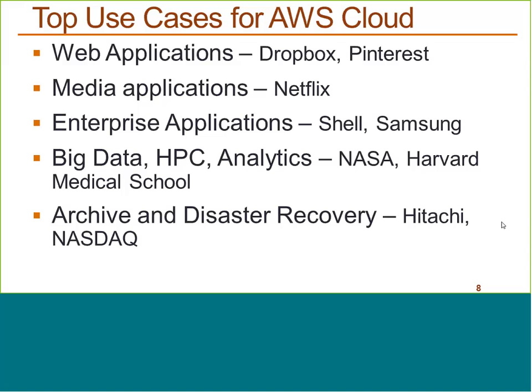Then a lot of big data work is happening on Amazon, because for big data you need a large cluster, and Amazon is very well suited for that. With services like Elastic MapReduce, you can quickly and very easily create and destroy clusters. And then archive and disaster recovery. This is one of the first use cases of the cloud, because S3 is the most popular service for archive and disaster recovery: you can store your backups on S3 and you can store your archives on Glacier.